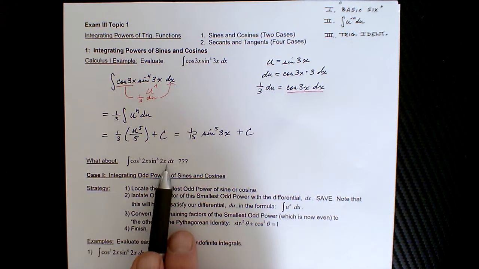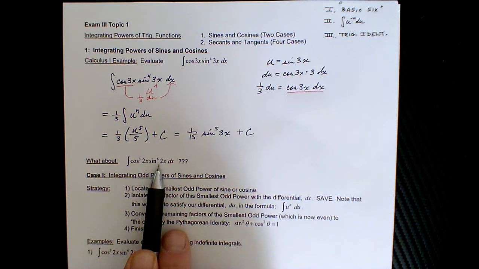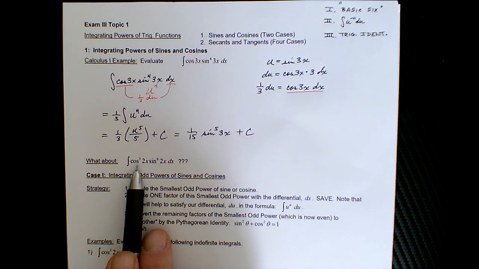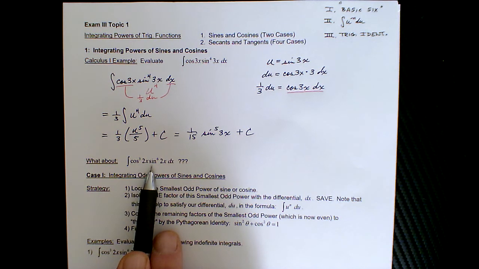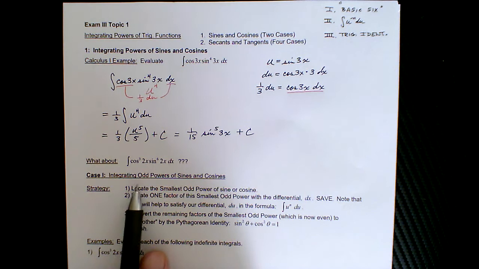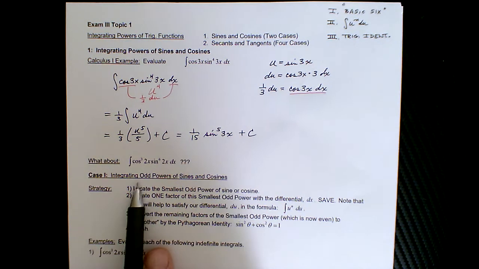But in this case, if we choose u to be sine of 3x, or excuse me, sine of 2x, there's too many cosines. We only want one. And similarly, if we choose u to be cosine, then there's too many sines. So we need a little strategy. So here's the case 1 strategy when we're integrating what we call odd powers of sines and cosines.